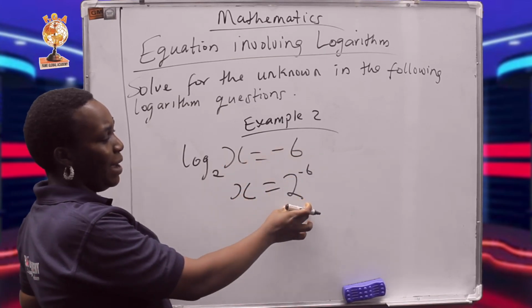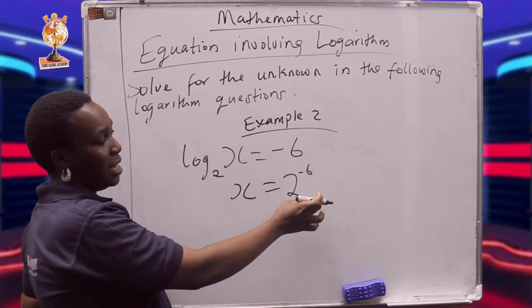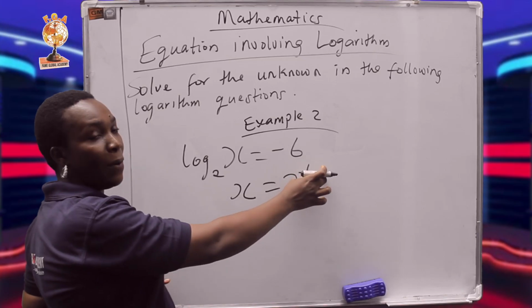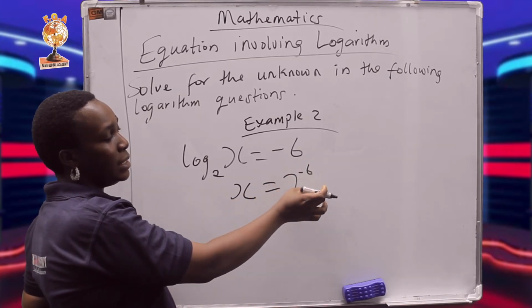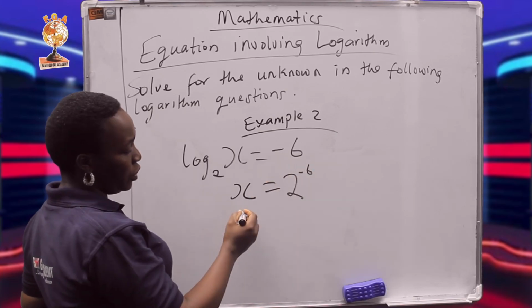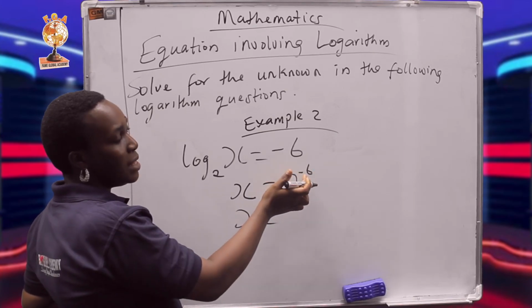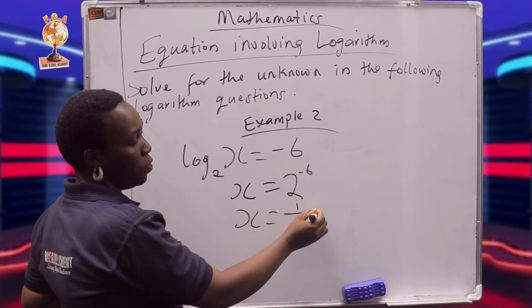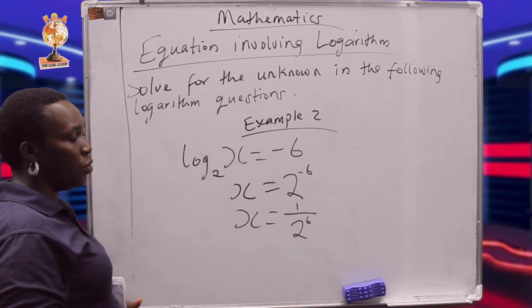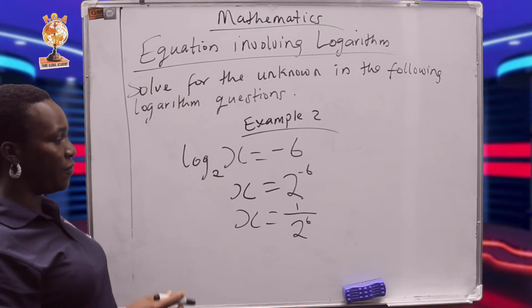Now, you remember when we're dealing with indices, this is what we call inverse law. When a number is raised to the power of a negative number, it simply means the inverse of that number. So this is going to give us x equals, this minus will turn to 1 over 2 raised to the power of 6.